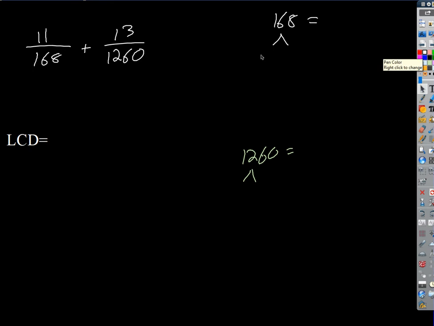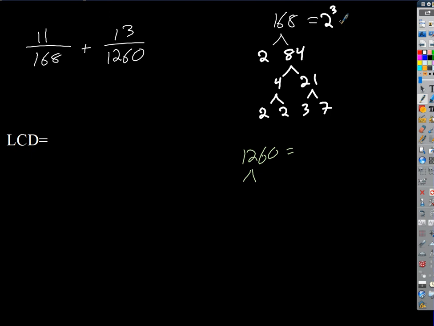We can make it easy. 2 and 84. 84 is 4 and 21. Then the 4 breaks up into a 2 and a 2, and the 21 breaks up into a 3 and a 7. So what do we get? 2 times 2 times 2, so I'm going to get 2 cubed times 3 times 7.